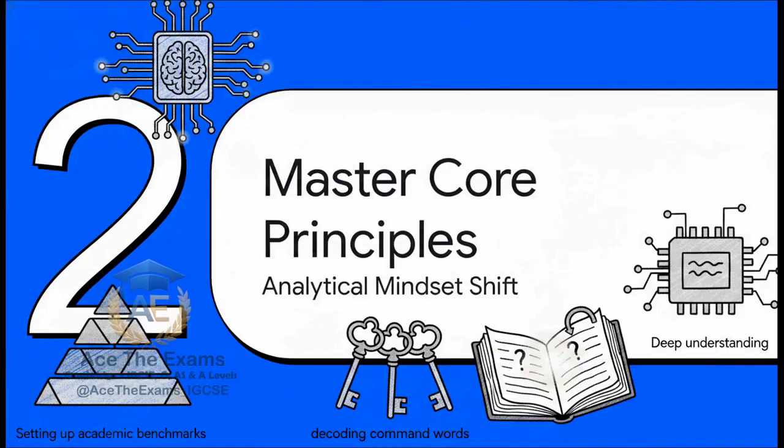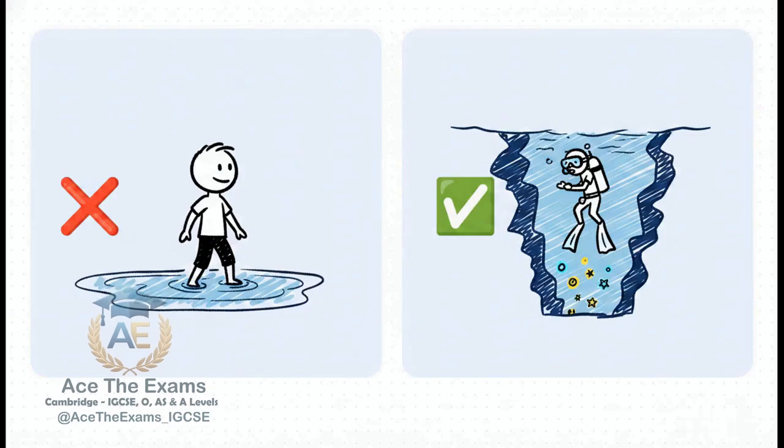Moving on to Section 2, Mastering Core Principles. It is time for a massive analytical mindset shift. We need to calibrate your thinking to match the exact theoretical framework and high academic standards required by Cambridge. Rote memorization is no longer enough. Let's break down the difference in mindset.